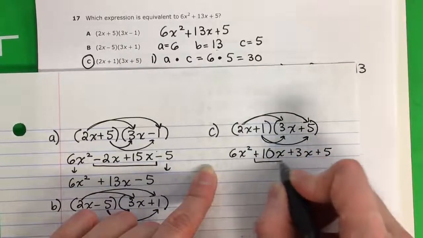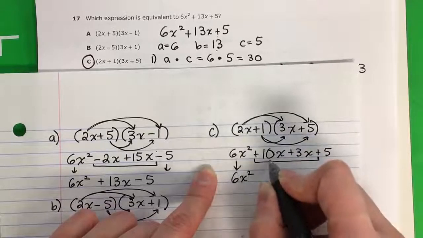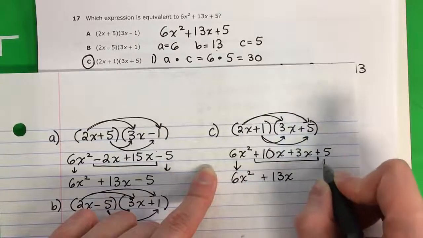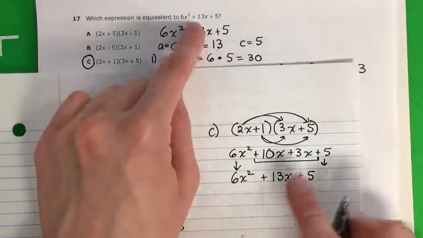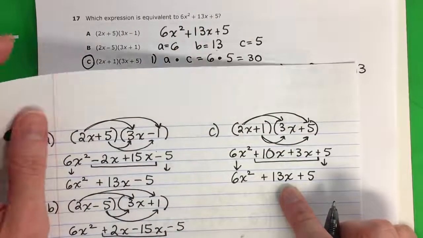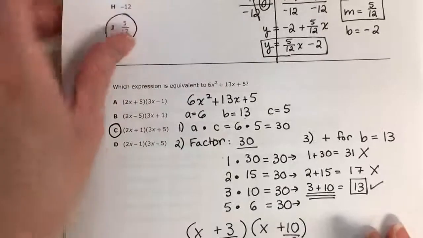Okay, we're going to do the like terms in the middle. So copy down 6x squared. 10 plus 3 is 13, positive 13x. Copy down plus 5. Is this the same like this one? Yes, so I'm 100% sure that C is my answer. Okay, moving on.